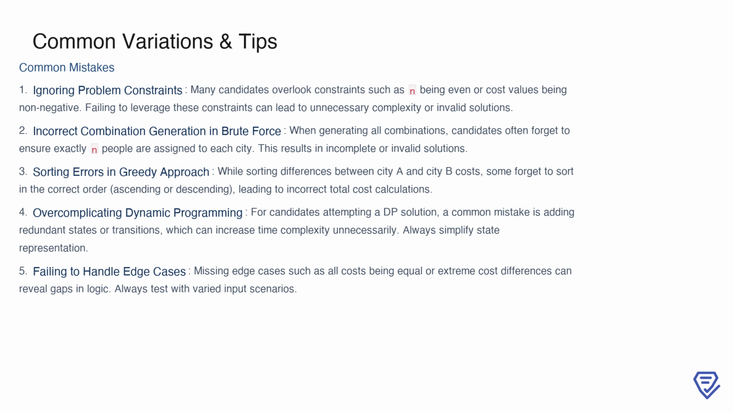In the greedy approach, sorting the cost differences is a key step, but sorting in the wrong order, ascending when descending is required, or vice versa, can lead to incorrect totals. Additionally, dynamic programming solutions are often overcomplicated by introducing redundant states or transitions, which can unnecessarily increase time complexity. Finally, overlooking edge cases, such as when all costs are equal or when the cost difference between two cities is extreme, can expose flaws in your logic. Testing these scenarios thoroughly is crucial to building a robust solution.